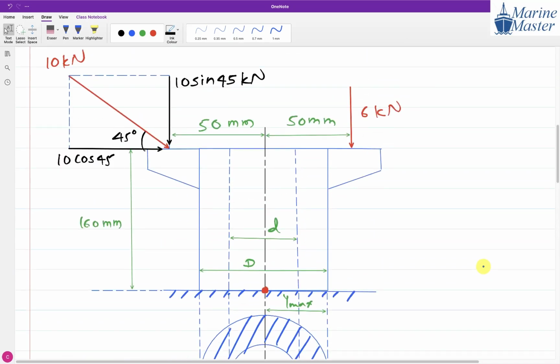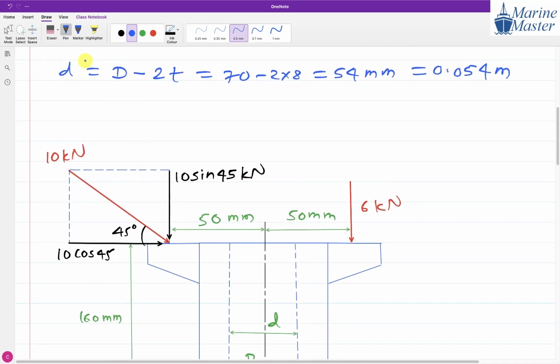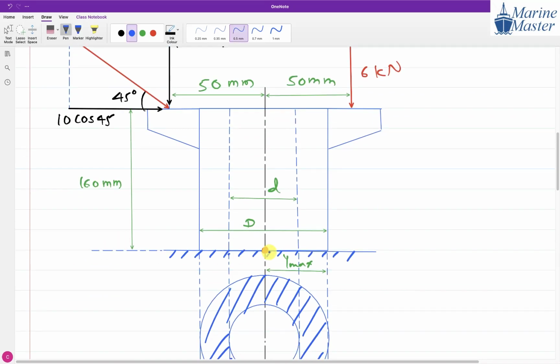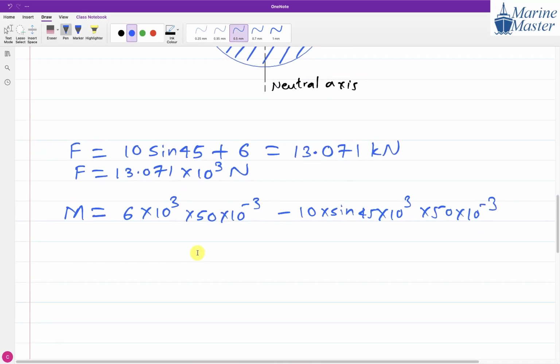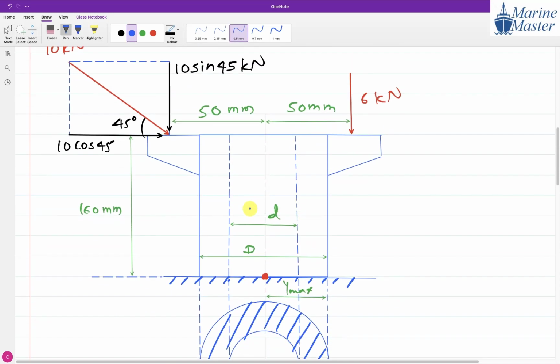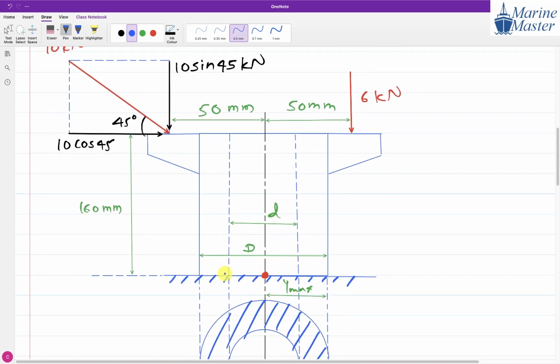Now one minute, don't write anything, everyone. The next thing, now 10 cos 45. The effect of 10 cos 45 about this point will be what? Clockwise, counterclockwise? Clockwise. So positive, negative? Positive. So 10 cos 45 into 10 raised to the power 3 Newton, and the perpendicular distance with respect to this point will be what, everyone? 10 cos 45, 160.